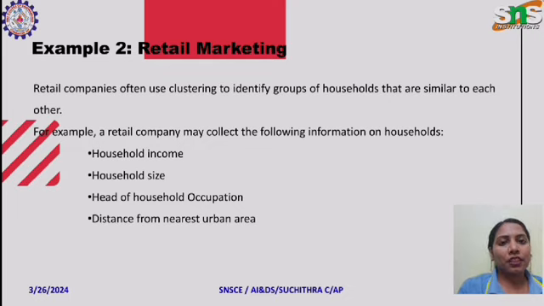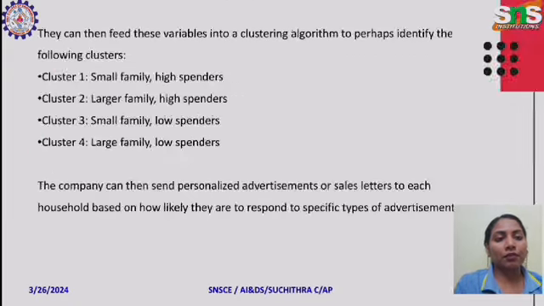Now we will see the second example, that is retail marketing. Retail companies often use clustering to identify groups of households that are similar to each other. For example, a retail company may collect the following information on households. What are the information? Household income, household size, head of the household occupation, distance from nearest urban area.